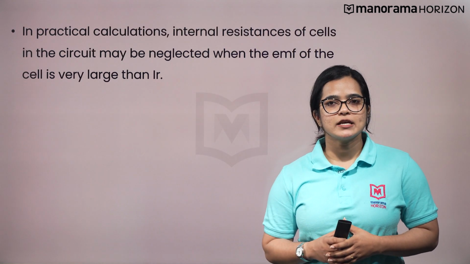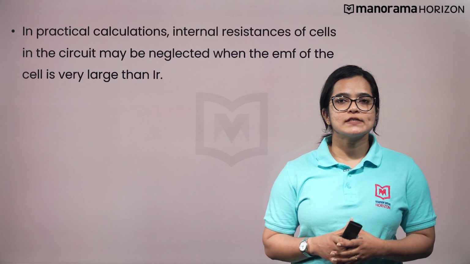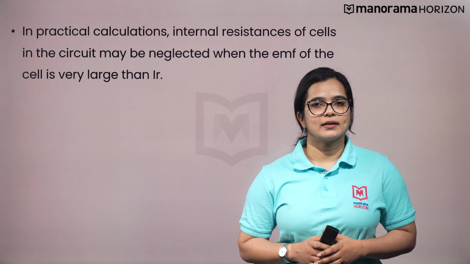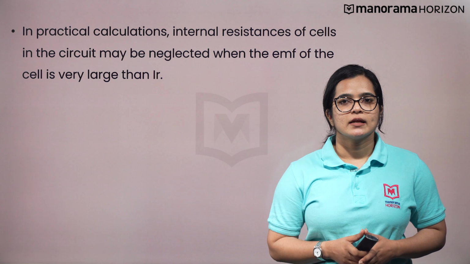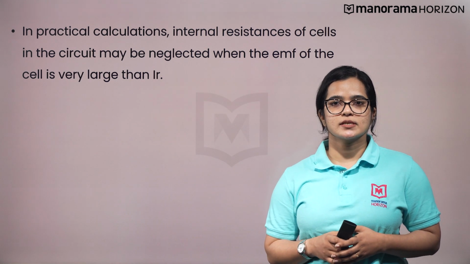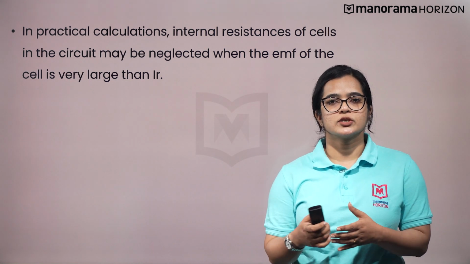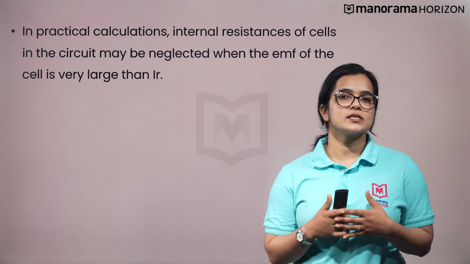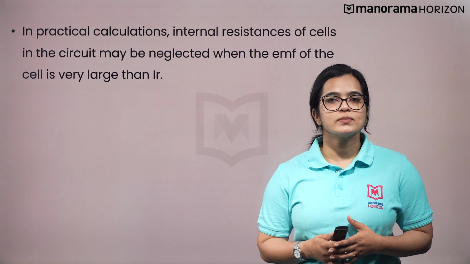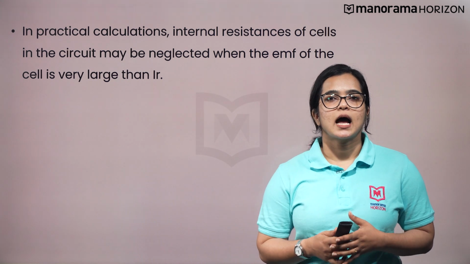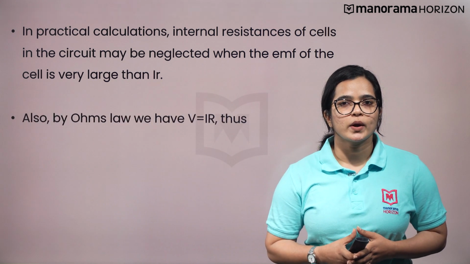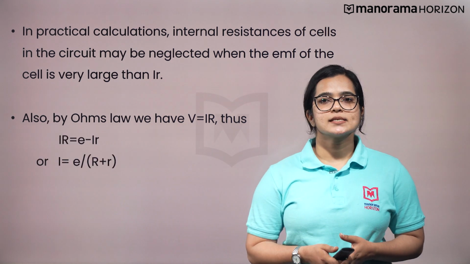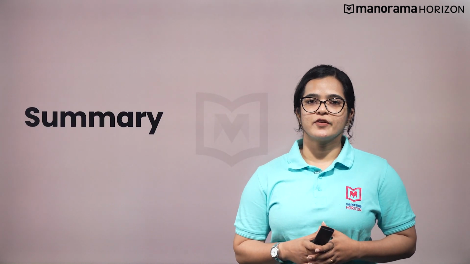In practical calculations, internal resistance of cells in the circuit may be neglected when the current I is such that E is much greater than Ir. The actual values of the internal resistance of cells will vary from cell to cell. We also observe that since V is the potential difference across R, we have from Ohm's law V equals IR. Thus we get the current flowing as I equals E divided by (R plus r). Now let us summarize what we have learned so far.